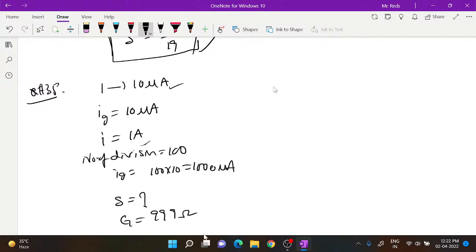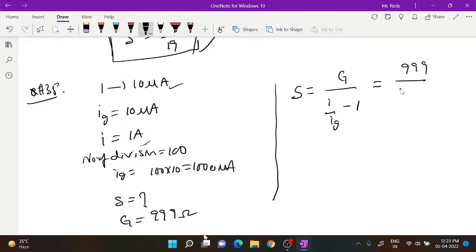So the simple relationship you have between the shunt resistance and galvanometer resistance is shunt resistance is equal to galvanometer resistance by I by Ig minus 1. I by Ig minus 1. Here in this case, for the full scale deflection of 1 ampere, means the total current to be 1 ampere with the galvanometer resistance of 999 ohm, I is 1 ampere. Ig will be equal to what?